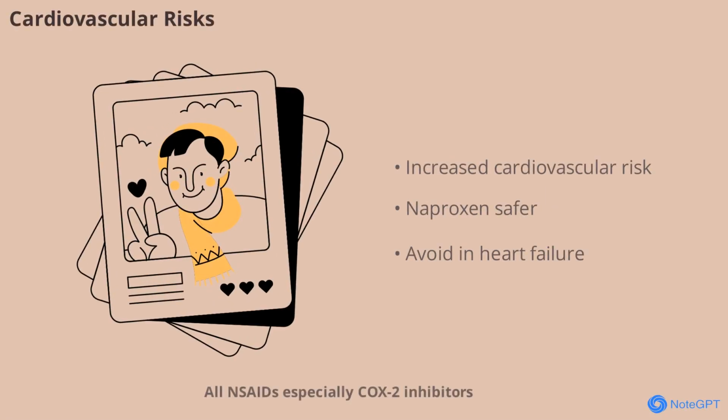All NSAIDs, especially COX-2 inhibitors, are associated with increased cardiovascular risk, including hypertension, heart failure, and myocardial infarction. Naproxen and low-dose celecoxib may have lower cardiovascular risk compared to other NSAIDs. Higher daily doses increase overall risk. NSAIDs should be avoided in patients with moderate to severe heart failure. The decision to use NSAIDs must weigh cardiovascular risks against potential benefit.